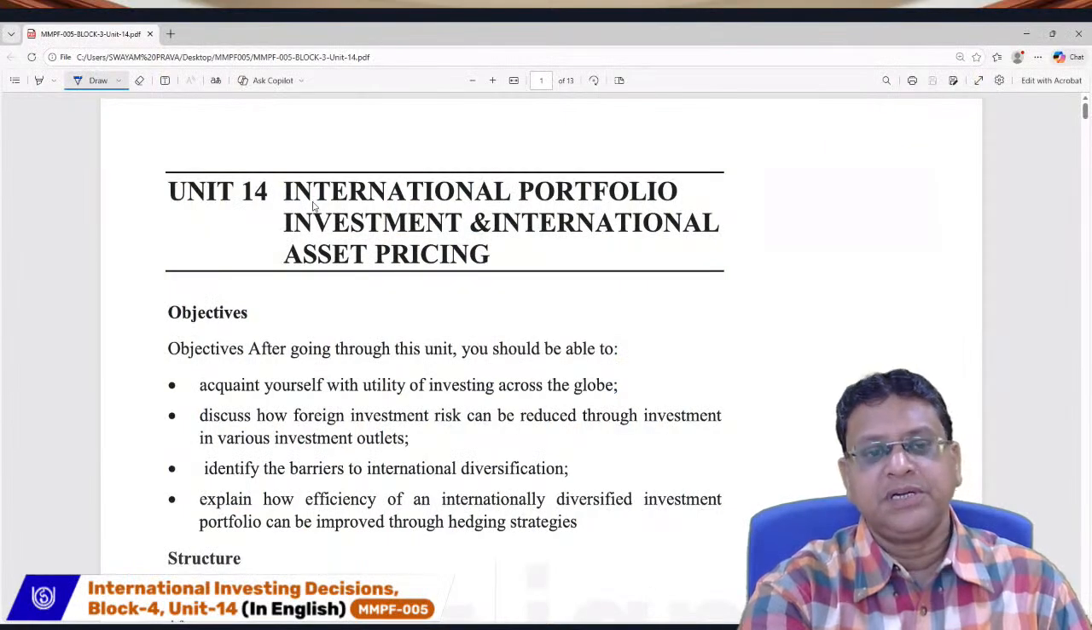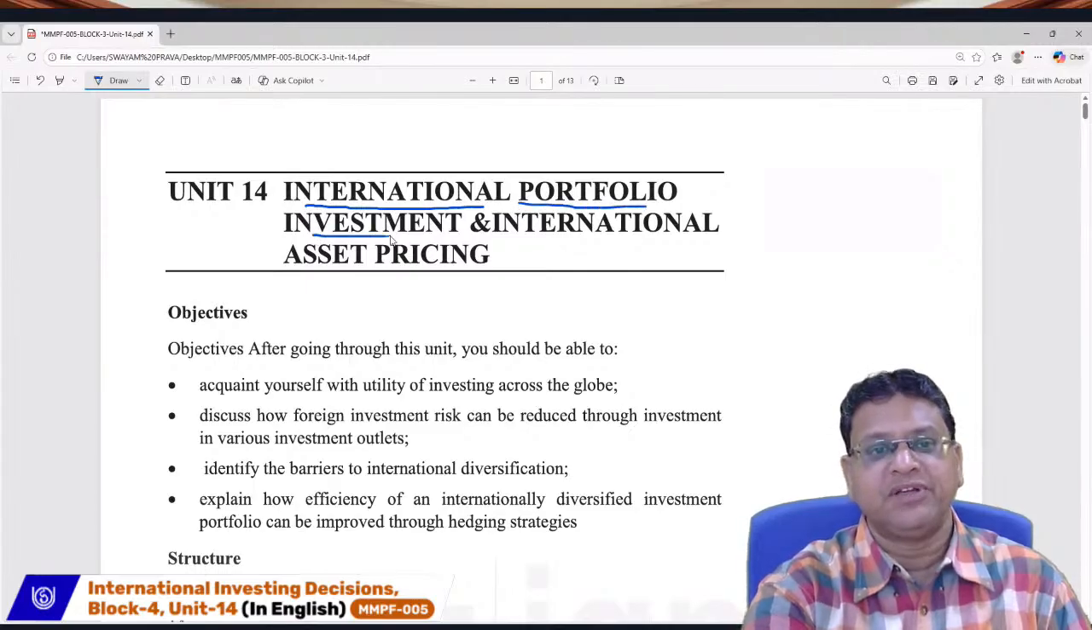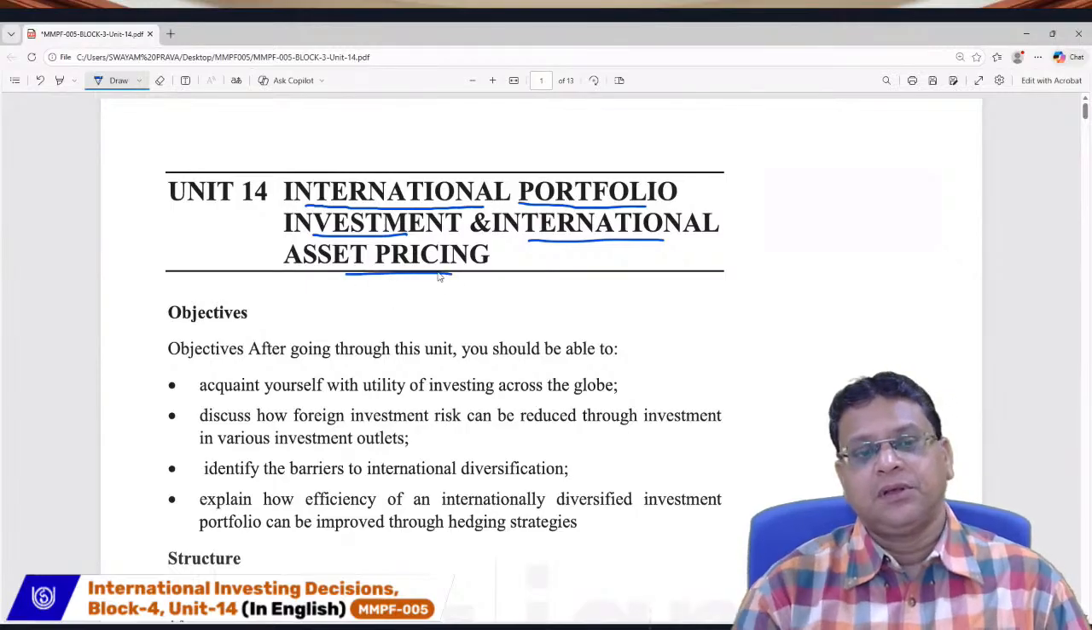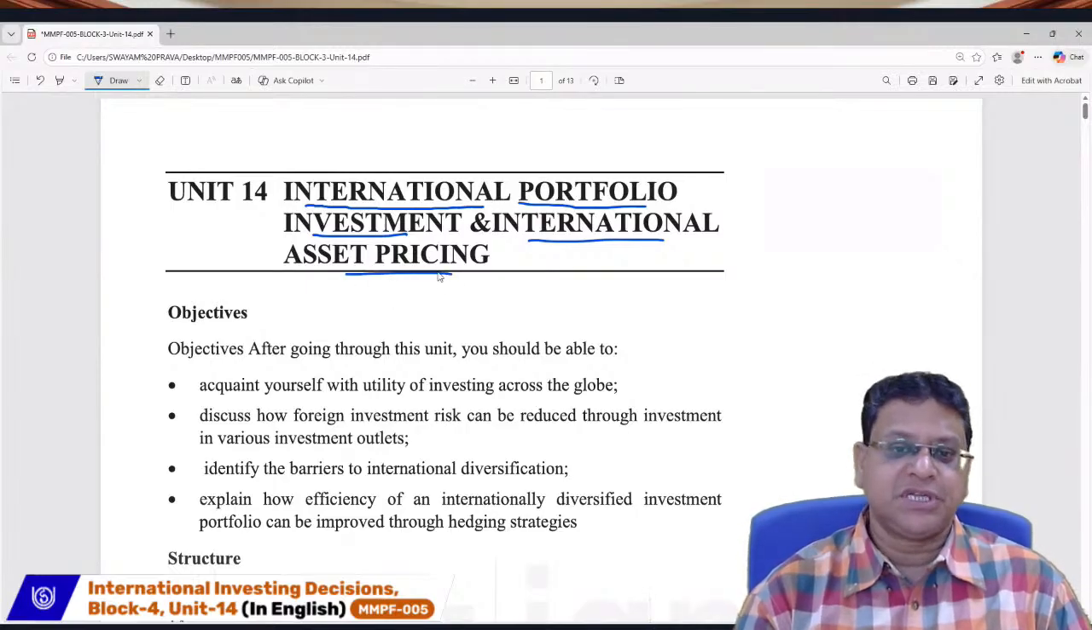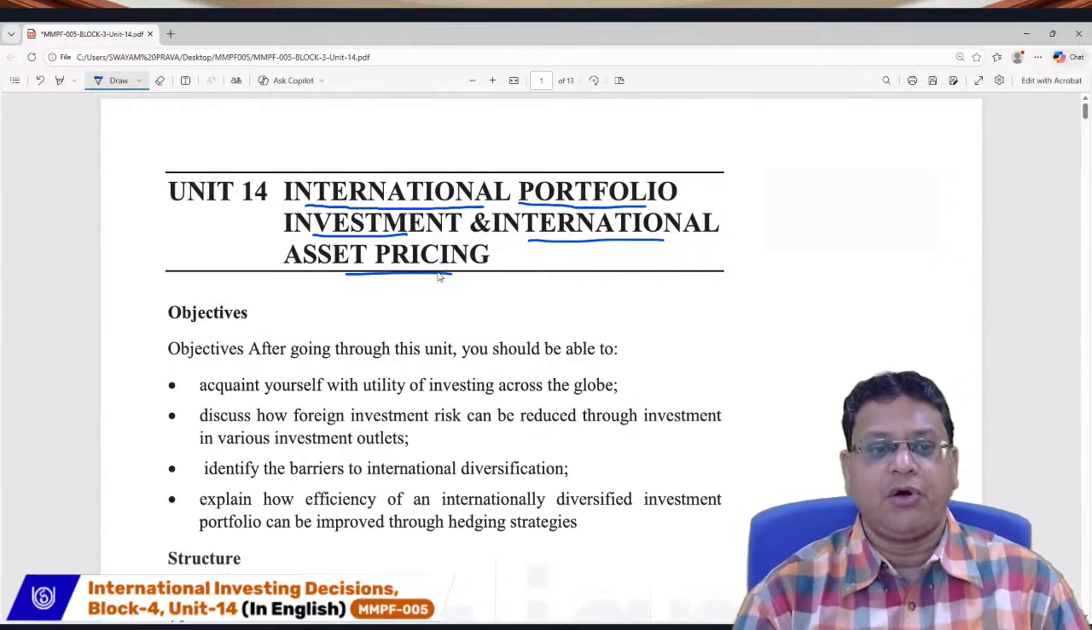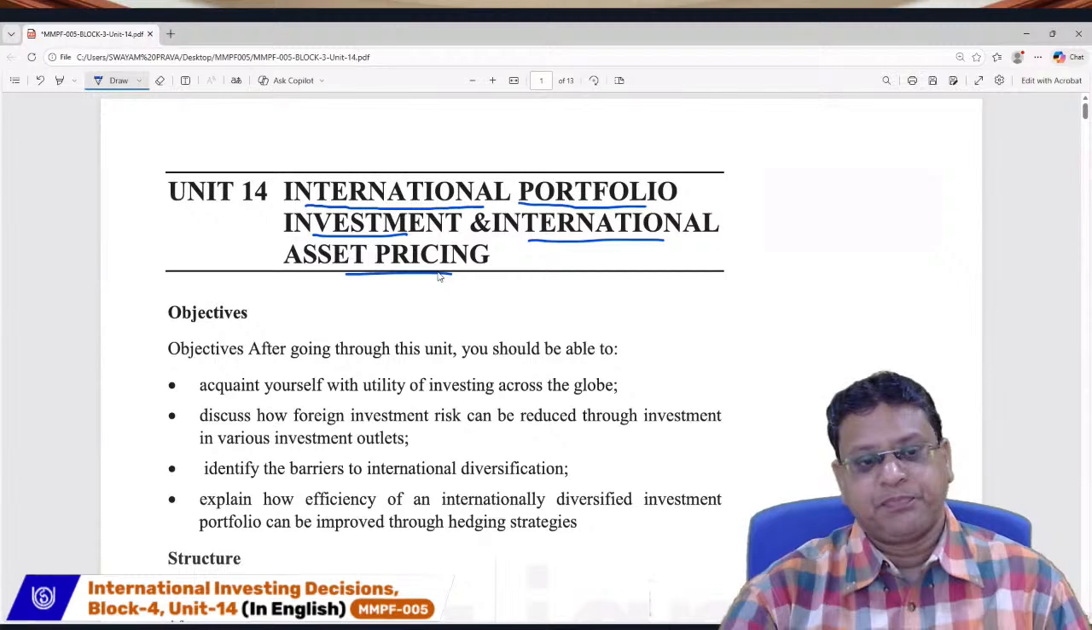Friends, today we will discuss Unit 14 of International Financial Management. It is related to international portfolio investment and international asset pricing. So, before discussing this chapter, let me first tell you what the learning objectives of my class today are.